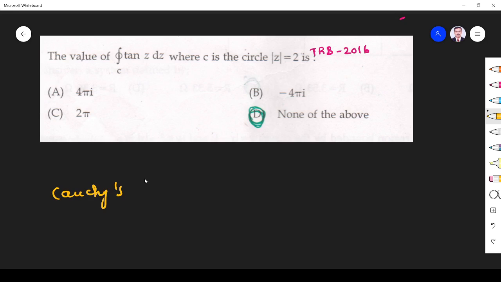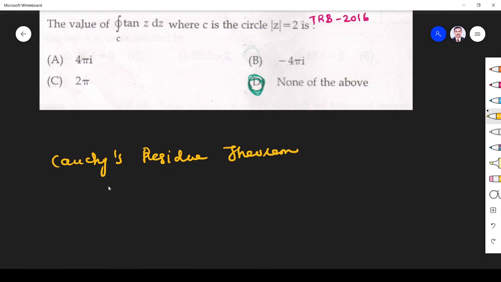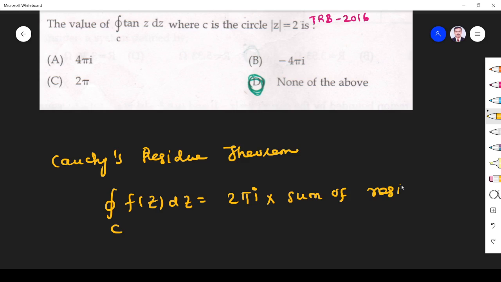What is it telling? Cauchy's residue theorem. It states that closed integral C f of z dz is equal to 2 pi I into sum of residues of f of z at z1, z2 up to zn. This is what Cauchy's residue theorem says.